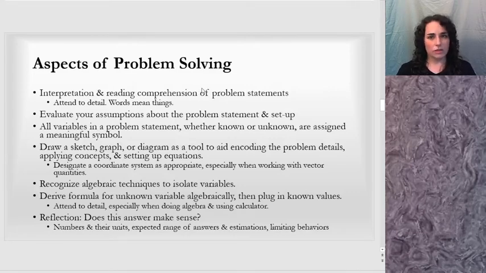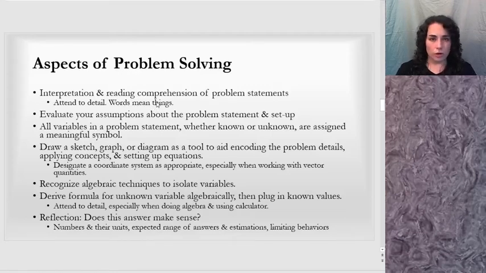If you're a coder, it's not that you can code, it's that you can debug well and find whatever you miss in your code, right? So aspects of problem solving, where can we refine and make sure we're paying attention to do things well? The first step here is interpretation and reading comprehension. If you're not reading the problem well, if you're not paying attention to detail, and noticing what words are in there, because words mean things.